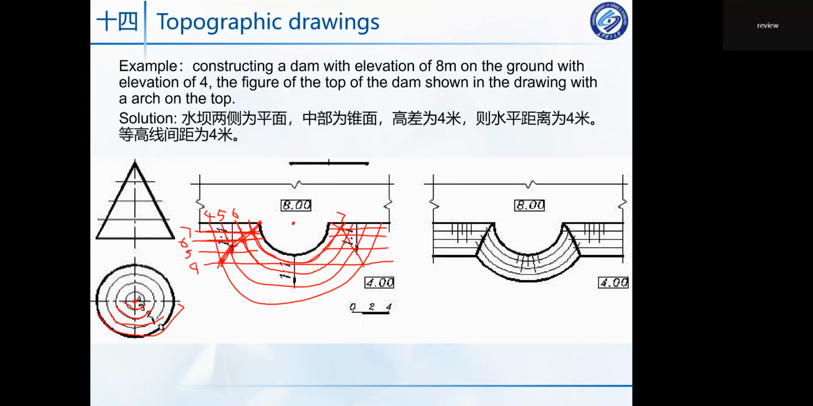And then we connect them together. Because the intersection line is not a straight line, it is a curve, we must find more than 2 points. If we only find 2 points and connect them, you will get a straight line. But actually, it is not a straight line. Okay, so please remember this.